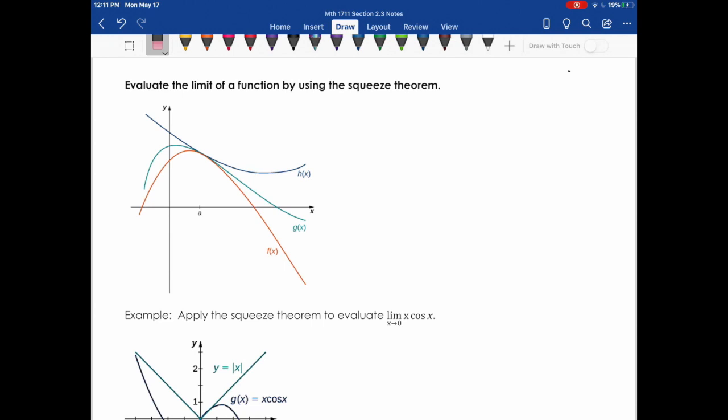What the Squeeze Theorem says is that if you have a function that's sandwiched between two other functions, we'll write it down like this: f of x is less than or equal to g of x, which is less than or equal to h of x. So g of x is sandwiched between f of x and h of x. If we know the limit for f of x and h of x, and they're the same, then g of x has to be the same.